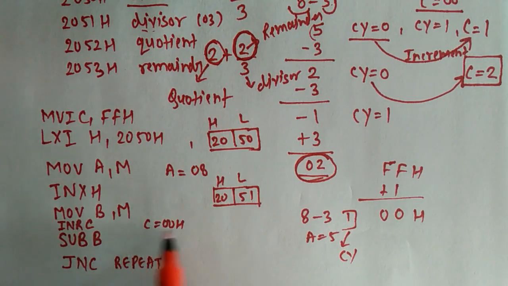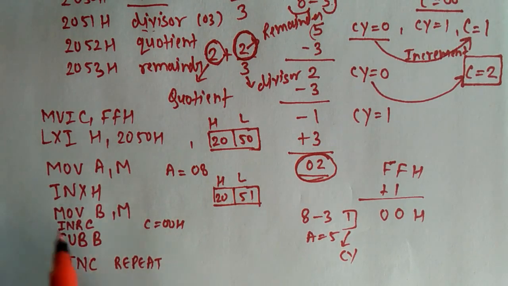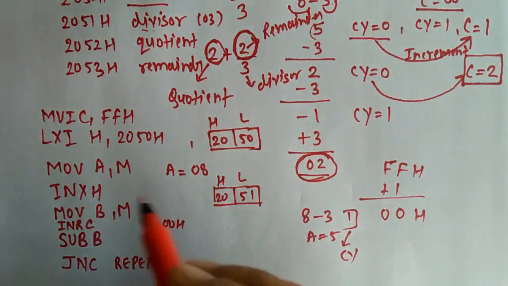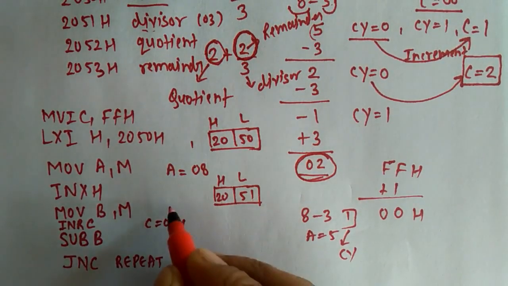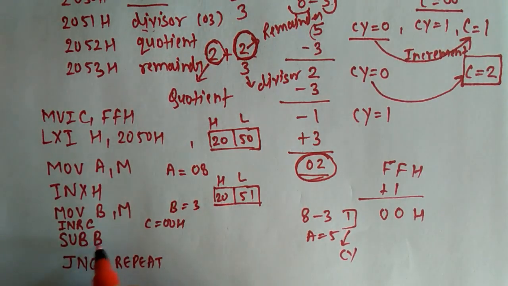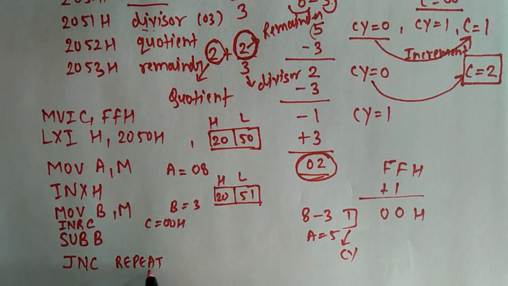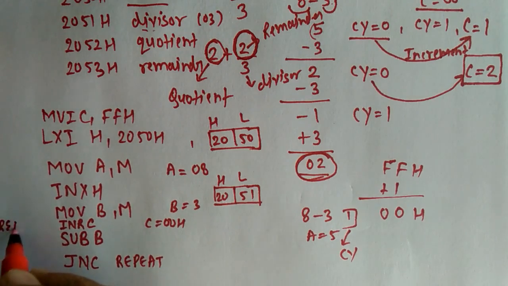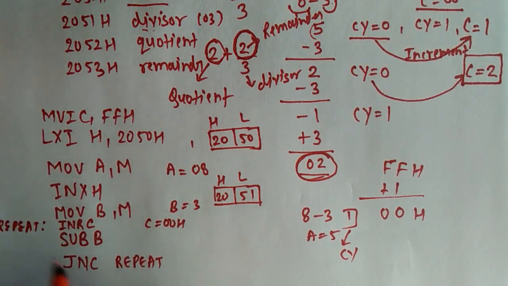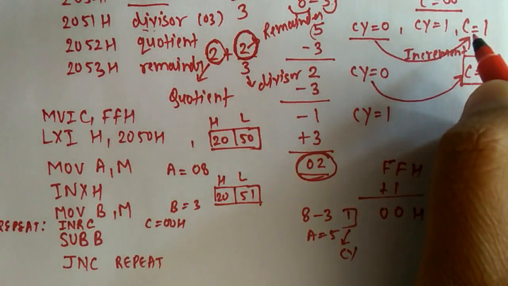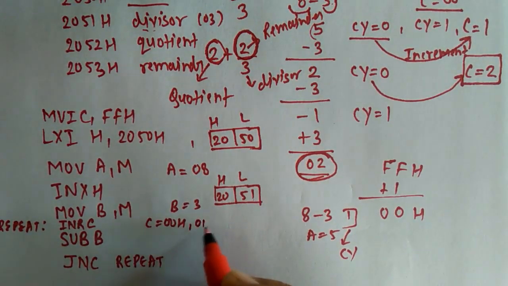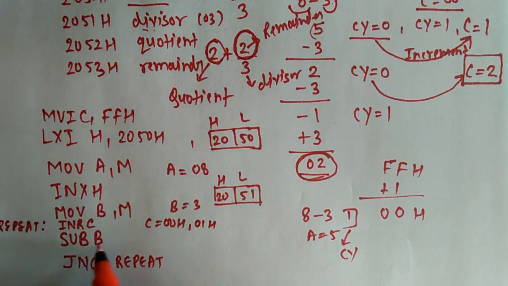So that's why we have taken the FFH value in C. Now at this stage C will have 00, and after subtracting we check carry. If carry is not present, then increment of C will occur. For our example, we had taken 8 in the accumulator and 3 in register B, and here 8 minus 3, that means 5, is the outcome in the accumulator, and obviously this is a positive number. That's why this instruction will run and we will go back to this location. Here C is increased, and this time it will be 01H.